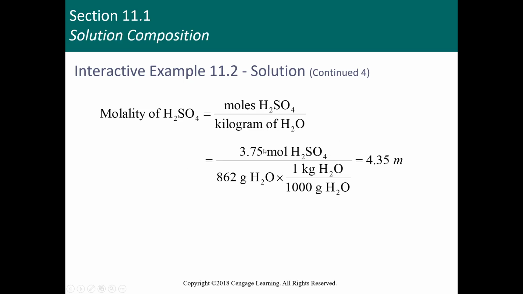That's 3.75 moles of H2SO4 that we got for a liter. And again, we're doing it all for 1 liter of this solution, so we can simplify these numbers and make them easier. When we did that for 1 liter, we got that the difference gave us 862 grams of water for this 1 liter solution. But we need that in kilograms, so we're going to divide it by 1,000. So we then do the math, and we get 4.35 molal, mol per kilogram.